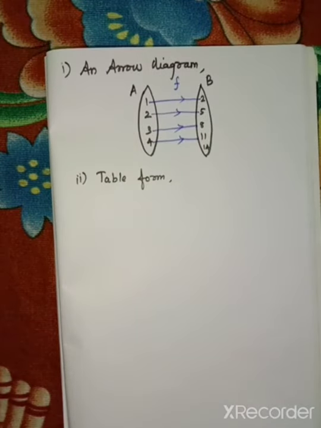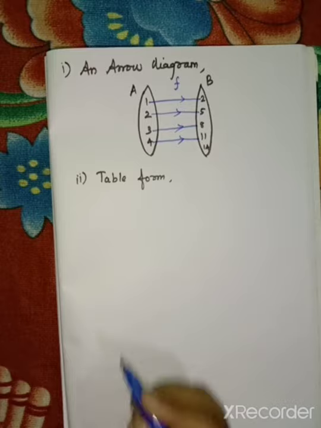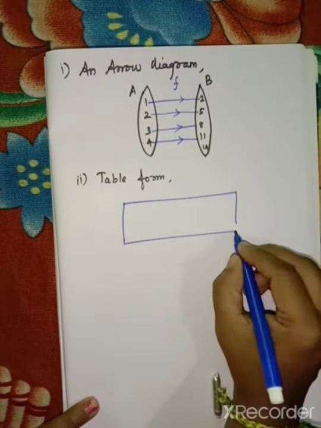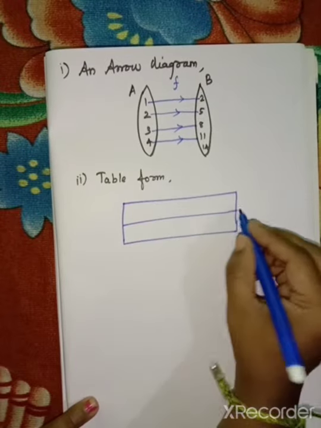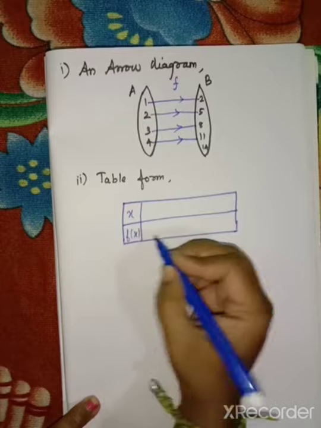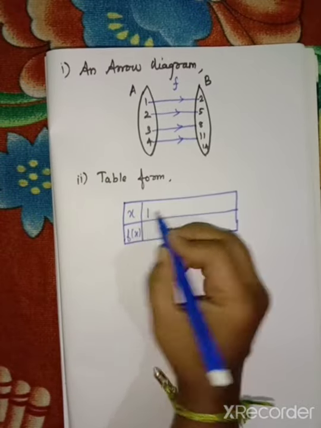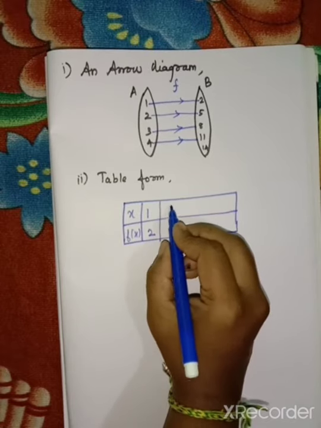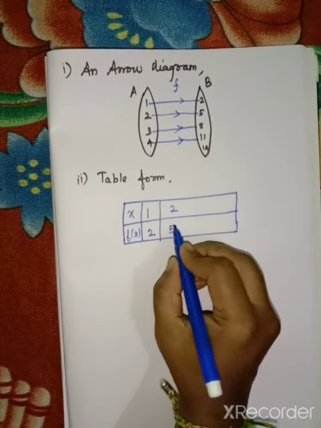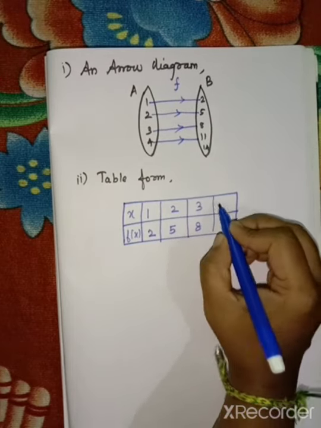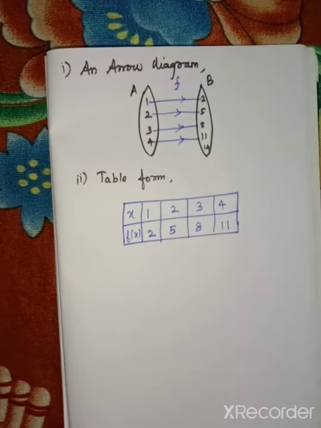So for the table form, the headings are x and f of x. Whatever values we find, those values alone you have to write. So x, f of x. First x is 1, we substitute. For 1 we get 2. Then 2 we substitute, then we get 5. 3 gives 8, 4 gives 11.